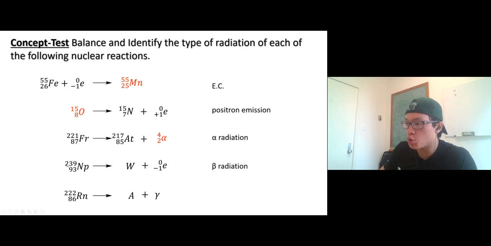If you do the math, 239 at the top, 93. This has to be 94. And if you look at your periodic table, 94 is plutonium.